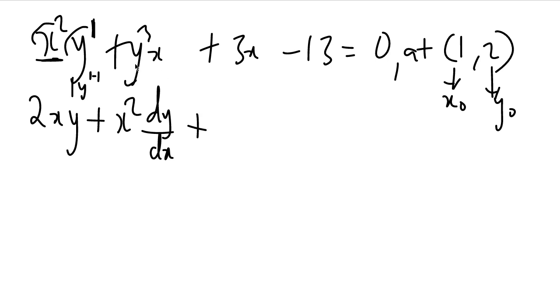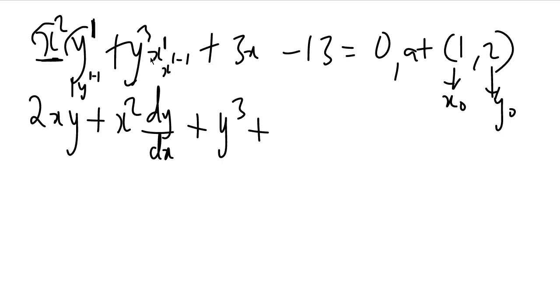You have y cubed x. If you differentiate according to x, what happens? What's the highest power of x? 1. So if you differentiate x to the power 1, is it not 1? So you are just left with y cubed. Because 1 comes down, it becomes x to the power 1 minus 1, which is 1. And then y cubed, which does not contain x, acts like a constant.